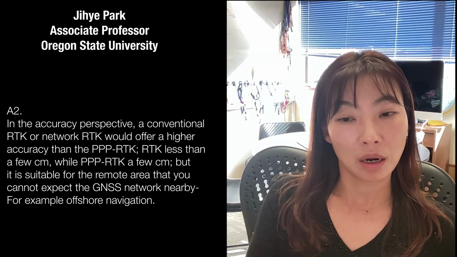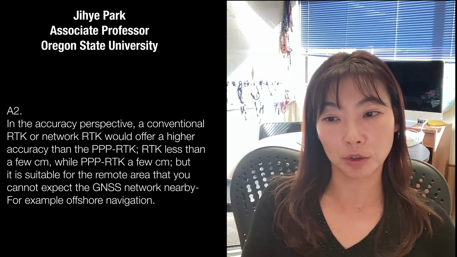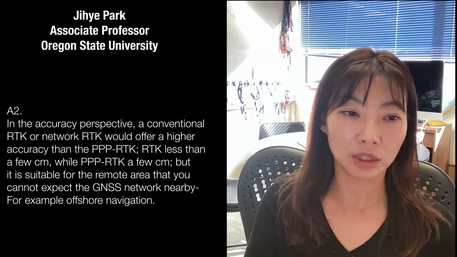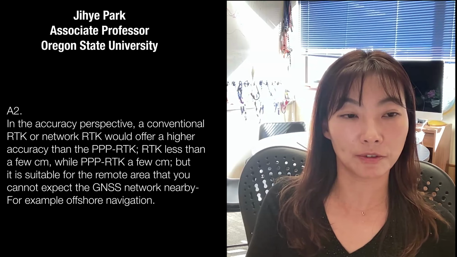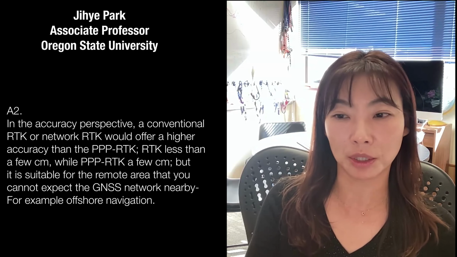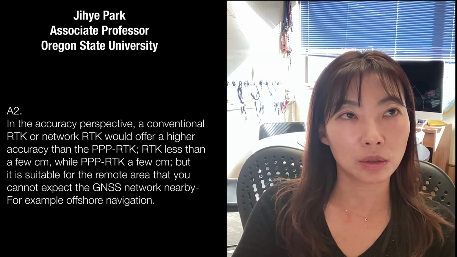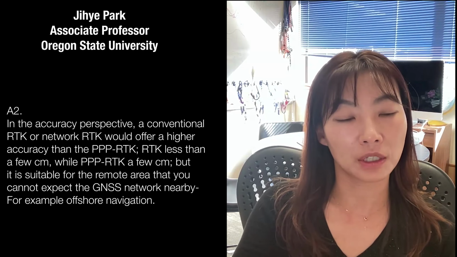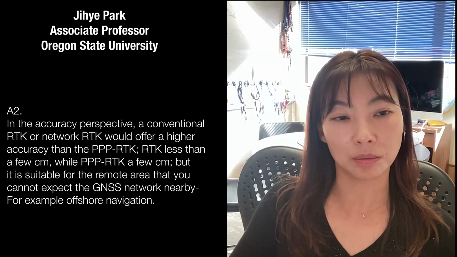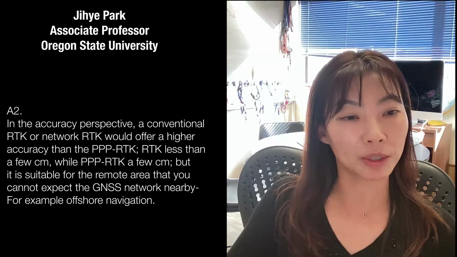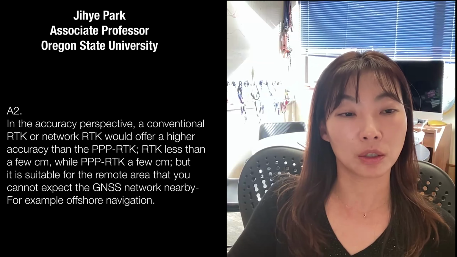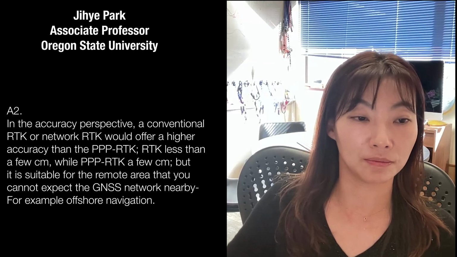But the thing is, the network RTK or the conventional RTK may provide a higher accuracy than the PPP-RTK, because the expected accuracy of PPP-RTK could be a few centimeters, depending on the condition, but the RTK could provide 1 centimeter or even millimeter level of accuracy. But in certain cases, something like in a remote area that has a lack of dense GNSS network infrastructure or like offshore navigation, then the PPP-RTK would be the better option, probably the only option.